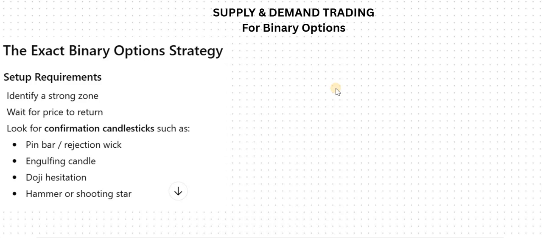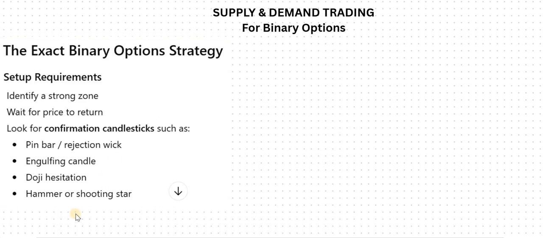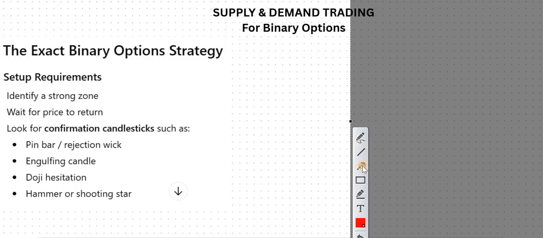Okay, now let's look at the exact binary option strategy for us to get a trade. So the first thing we'll be looking at is how we identify a strong support zone. Yeah, this is the strong support. That's what we'll be looking at. So to identify a strong support zone, what do we do?